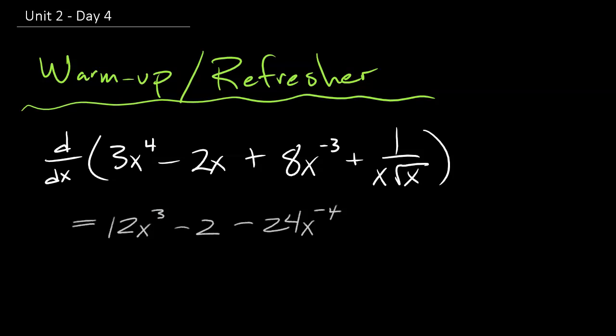My guess is most of you were able to get the first three pretty quickly because they're set up for power rule right away. So, like 3x to the fourth, you're going to take the 4 times the 3 and then subtract 1 from the power. 2x is linear, so technically the power rule still works if you want to use it, because this is 2x to the first.